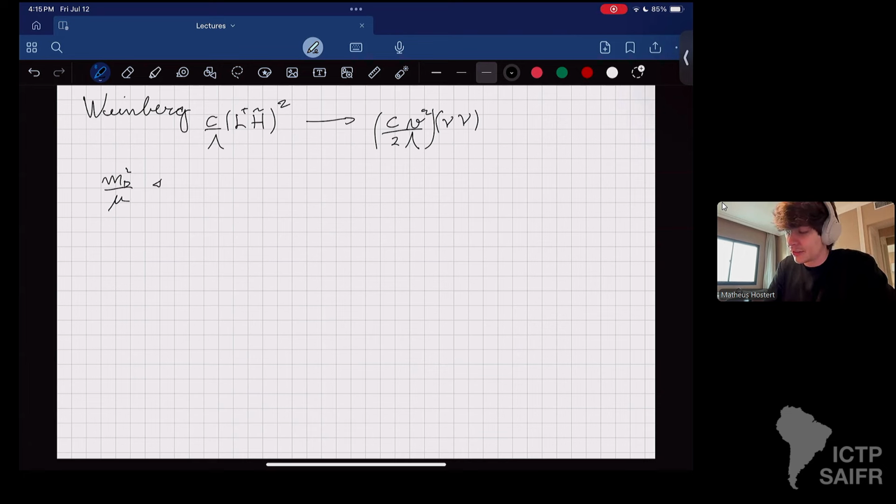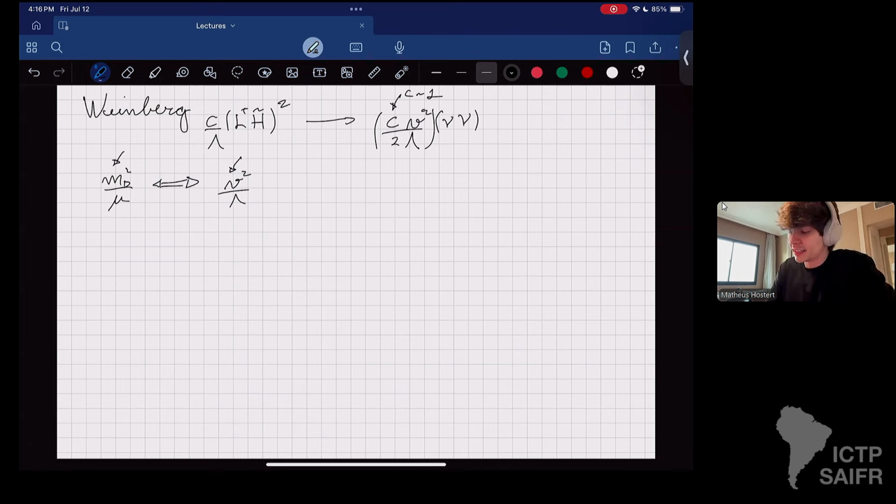And you can identify this with the Weinberg operator scale, up to factors of order 1, and I'm going to treat C as order 1. You would have something that looks like v squared over lambda. And again, the Dirac mass here also comes from the Higgs, so it's not surprising that you also get a VEV there.